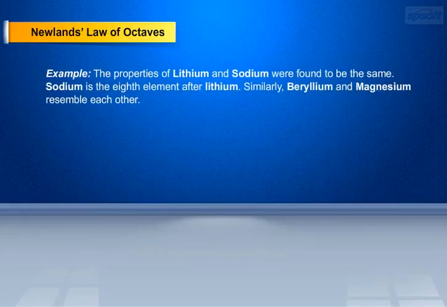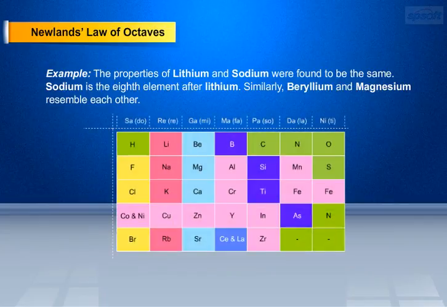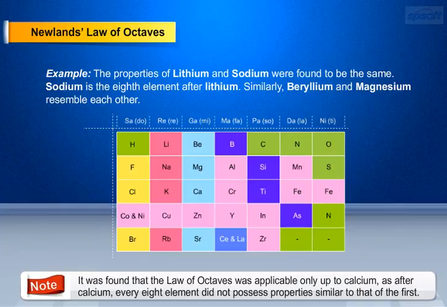Example for Newland's law of octaves. Here the properties of lithium and sodium were found to be the same. Sodium is the eighth element after lithium. Similarly, beryllium and magnesium resemble each other. Note that the law of octaves was applicable only up to calcium, as after calcium, every eighth element did not possess properties similar to that of the first.